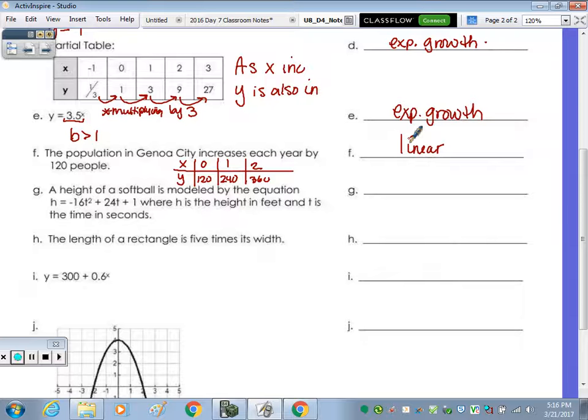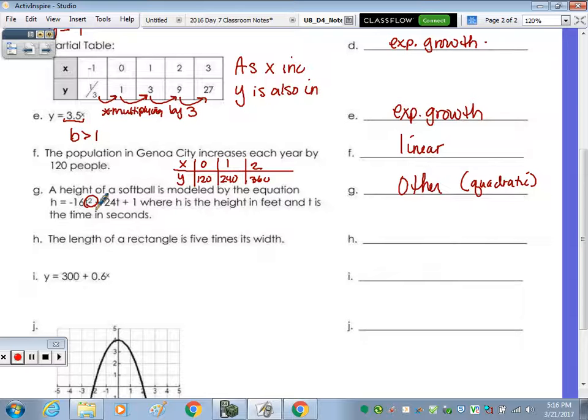G. A height of a softball is modeled by the equation h equals negative 16t squared plus 24t plus 1, where h is the height in feet and t is the time in seconds. Well, this is a quadratic function as we just finished the unit, so this would be other. And let's make note that this is a quadratic, as it was degree 2.